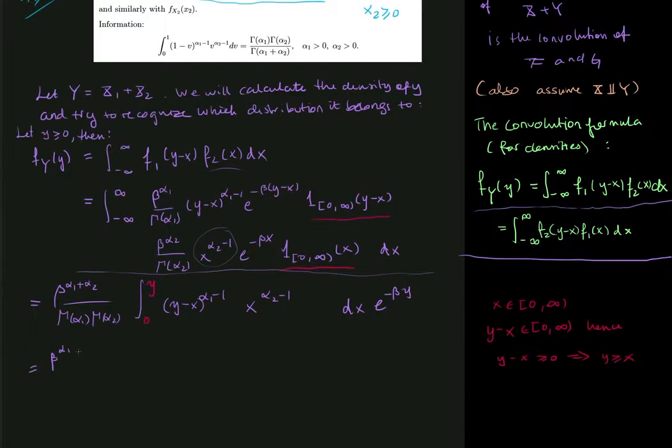I just noticed that I have beta to the alpha 1 plus alpha 2. I have gamma of alpha 1, gamma of alpha 2. I have e to the minus beta y. So this stuff here isn't really that interesting, right? The interesting part is what's going on inside the integral. Now, the integral runs from 0 to y, and I really need to figure this out.